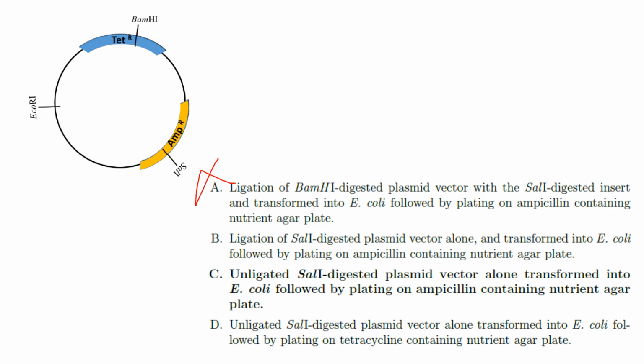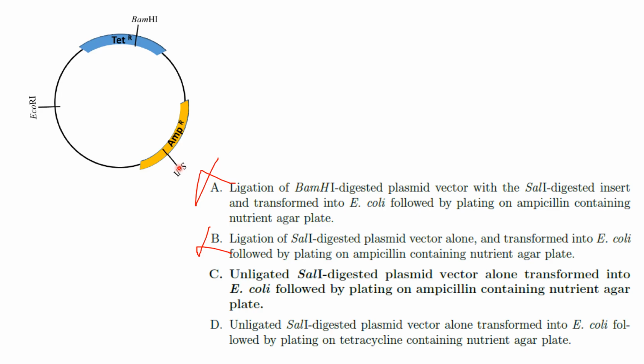Then option C: unligated SAL1 digested plasmid vector. Okay. So you take this plasmid, digest with SAL1, and you don't ligate it. That means you get a linear fragment of the plasmid and transformed into E. coli followed by plating on ampicillin containing nutrient agar plate. Okay, now that would be a very good choice, because when you digest the plasmid with SAL1, if it is not fully digested, I told you there are chances that it will ligate back and you will get colonies on ampicillin containing medium.